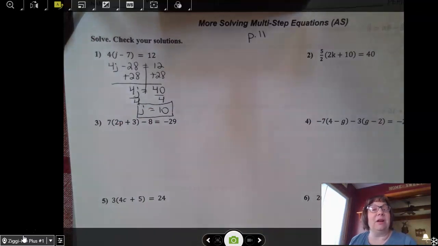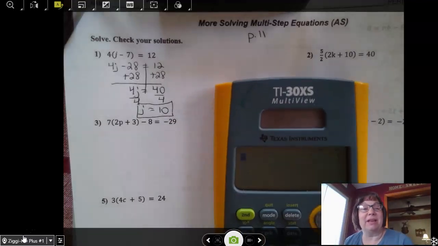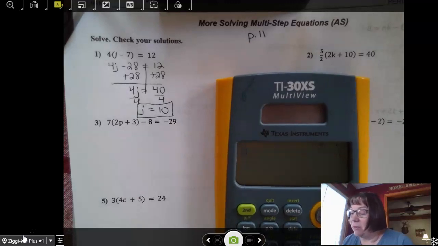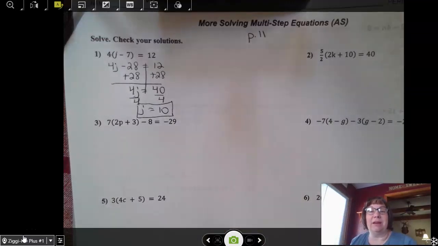Any step along the way that you are not sure of, I would be checking with my calculator just to make sure. The other way to check it is at the end, and then if you're wrong, you can go back and check your calculations. So what I'm going to do is put in 4 parentheses 10 minus 7, and I should get 12, and I do. That's how you check your work. You just put it right in the calculator.